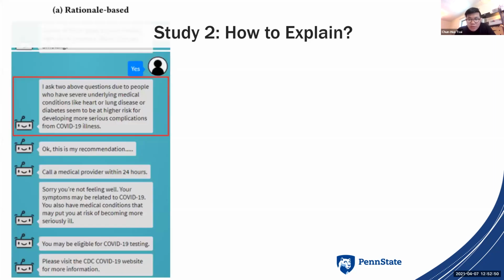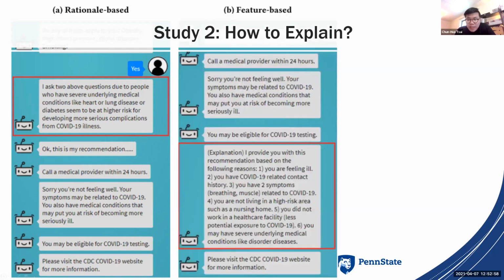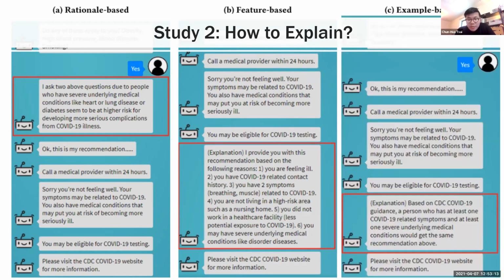So the first style is a rationale-based explanation. This style focuses on immediate feedback on the rationale of the proposed questions. The second style is a feature-based explanation. This style offers a personalized summary based on the user's input answers, which are the features used in the clinical decision tree model. The third style is an example-based explanation. This style offers an identical example of a patient who received the same recommendation from the system.